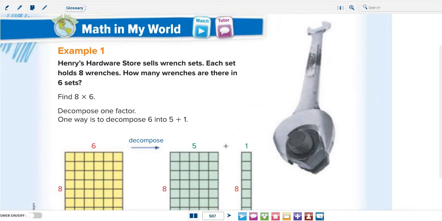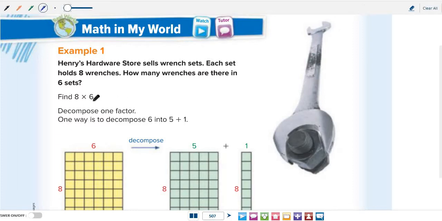Let's start with the first example. Example number 1, page number 507. Henry's hardware store sells wrench sets like this one. Each set holds 8 wrenches. How many wrenches are there in 6 sets? To answer this question, we need to find 8 times 6.